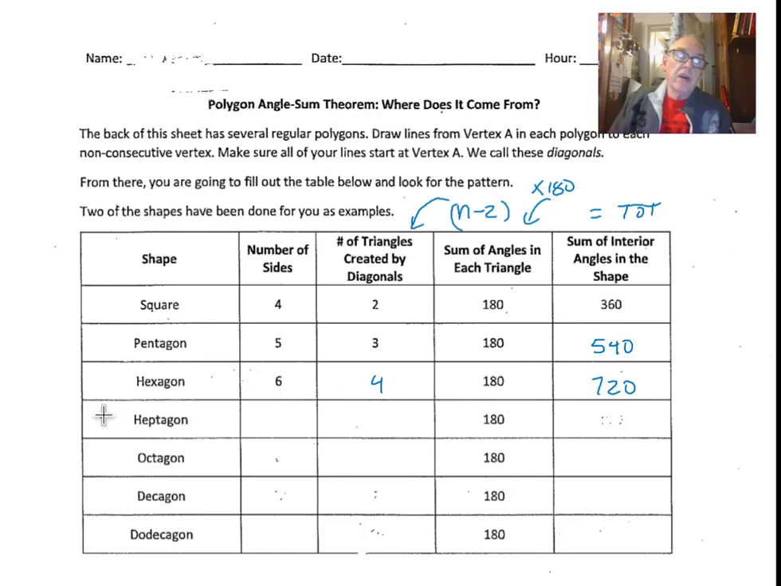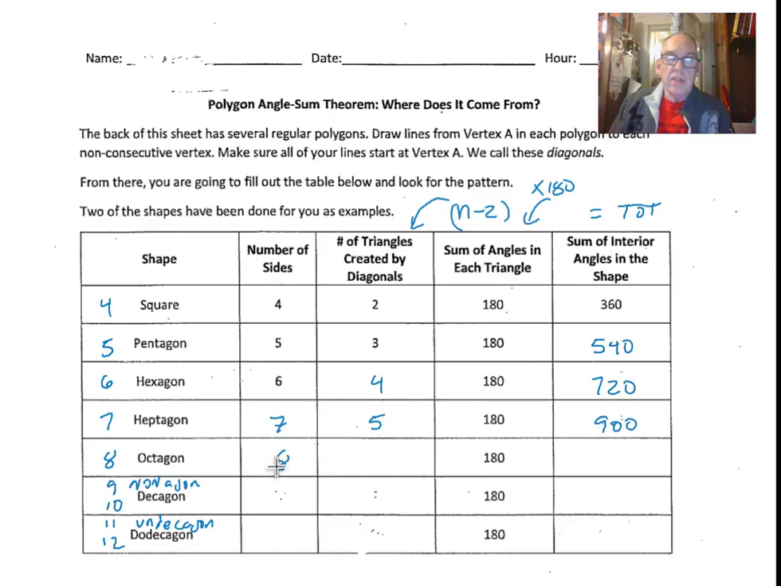A heptagon has 7 sides, hexagon 6, pentagon 5, square 4, octagon 8, nonagon is 9, decagon is 10, undecagon is 11, and dodecagon is 12. So let's see what we got pattern-wise. So heptagon, 7 sides. Take away 2 to find the number of triangles that are formed, which is 5. 5 times 180 gives us 900. So a heptagon has 900 inside degrees.